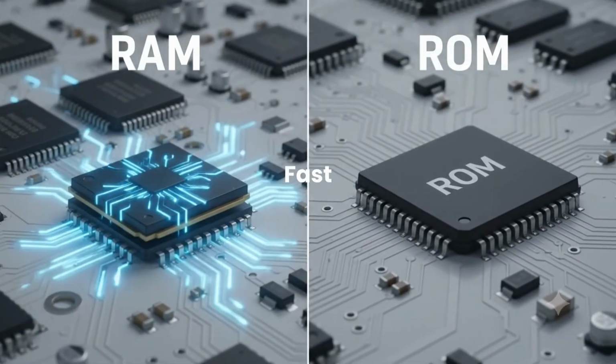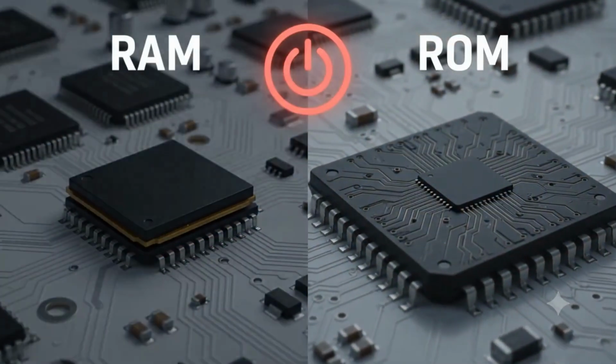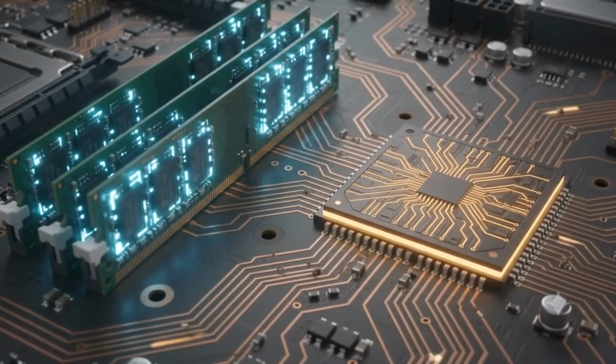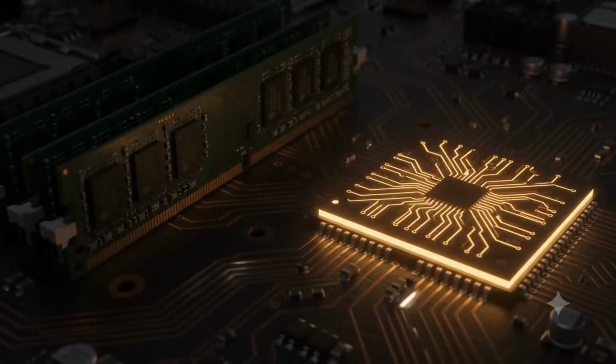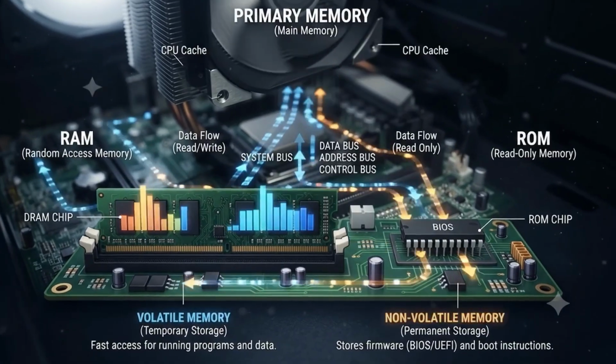So to sum it up, RAM is temporary, fast, and handles everything your computer is actively doing right now. ROM is permanent, stable, and holds the essential instructions needed to start your device. One gets your computer going, the other keeps it running. Together, they make every device you use possible.